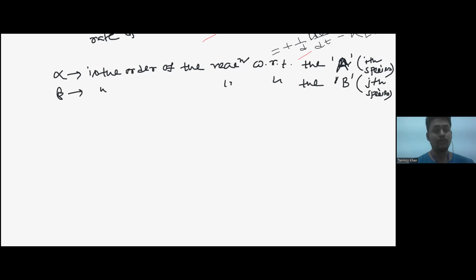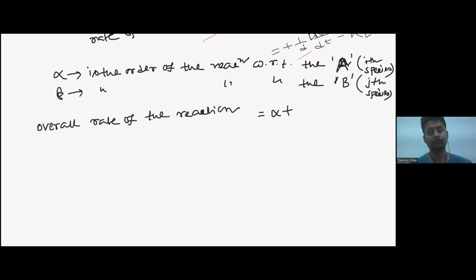And overall order of the reaction is equal to alpha plus beta. Right. So if you ask what is the order of the reaction with respect to A, that means it's alpha. What is the order with respect to B? It will be beta. But what is the overall order of the reaction? That is alpha plus beta. So we need to know what is the order of the reaction.